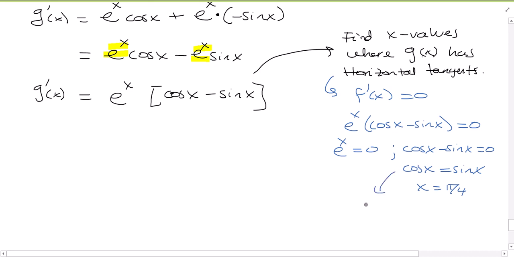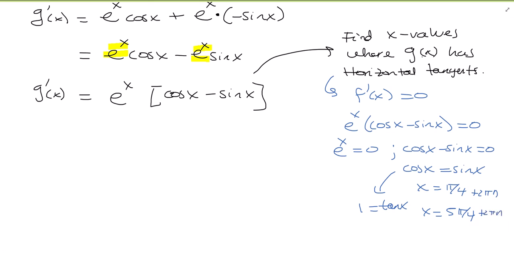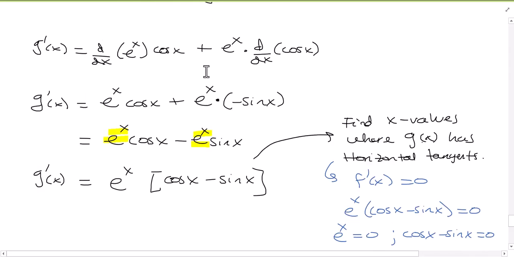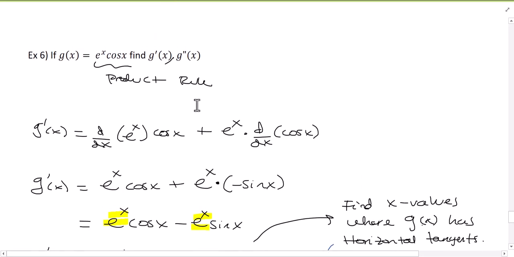Another way you can think of this is that divide both sides by cosine, so you'll have 1 equals tangent x. So tangent is positive in the first quadrant, so that's pi over 4, and it's positive again in the third quadrant, so that will be at 5 pi over 4. And then any multiples of 2 pi from that. Okay, so that was a slight tangent. So the question here was, no pun intended with the tangent line there, find g prime and g double prime.